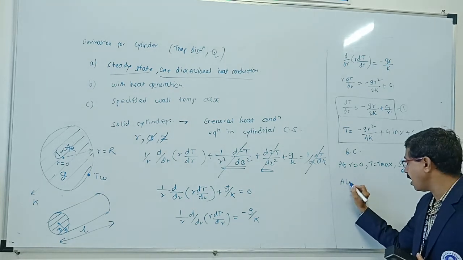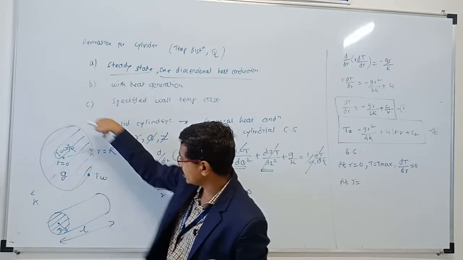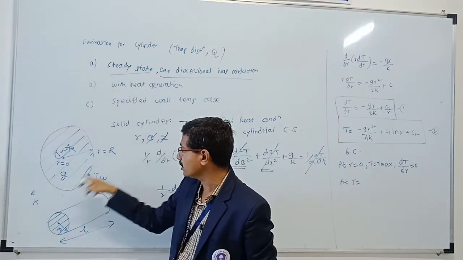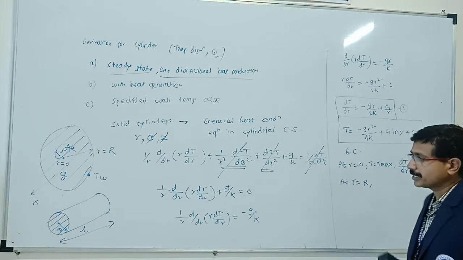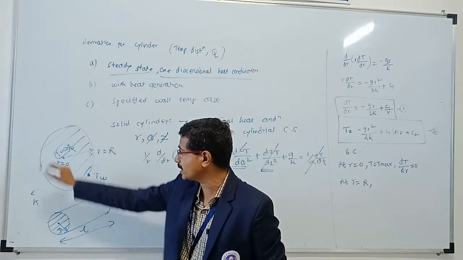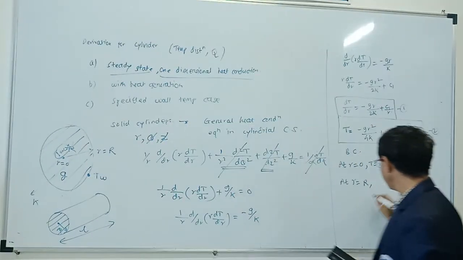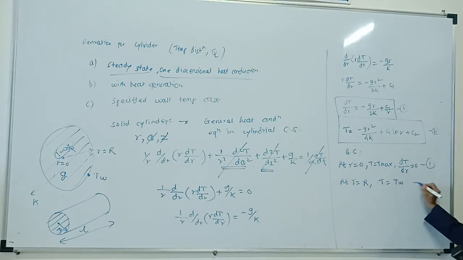And at r is equal to, now on the face, on the cylindrical face, means outer face of that solid rod, r is equal to what? Capital R. r is equal to capital R. What is the temperature given? What is the surface temperature of the cylinder? T is Tw. So these are the two boundary conditions you are having.